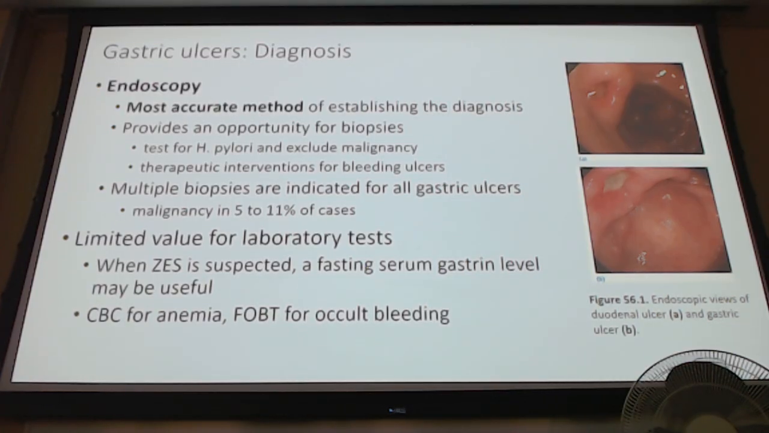Multiple biopsies are indicated for all gastric ulcers. We're not just taking one little biopsy of the area. We may do multiple throughout the entire lower esophagus to really rule out Barrett's. There's limited value for lab tests, but we can do a CBC to check for anemia and a fecal occult blood test for bleeding within the stool. And again, if we suspect ZES, a fasting serum gastrin level may be useful.